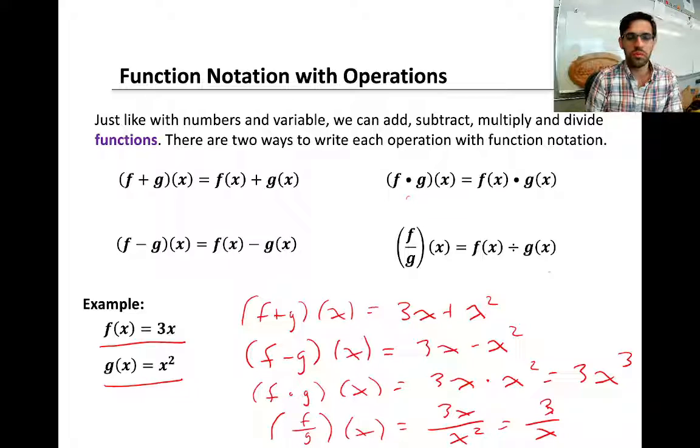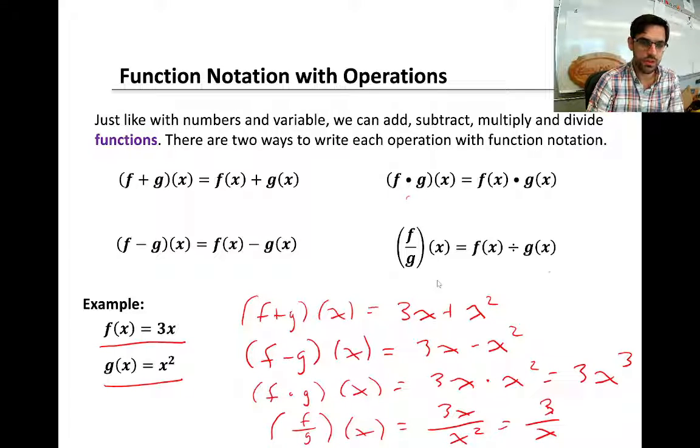In general, when we talk about adding, subtracting, multiplying, or dividing functions, we can write them as f of x plus g of x, f of x minus g of x, f times g, or f divided by g. But we have a more succinct way to write each of those. For example, f of x plus g of x can be written like this, and we pronounce it as f plus g of x. Or f minus g would be f minus g of x, and so on. We have f times g of x, f divided by g of x, or f over g of x.